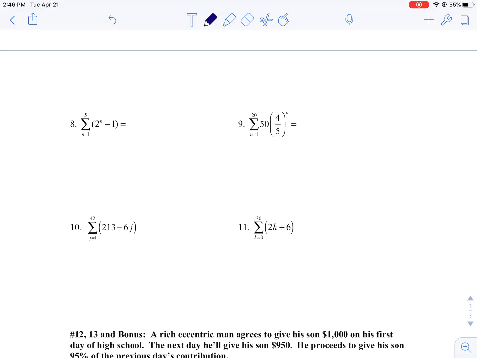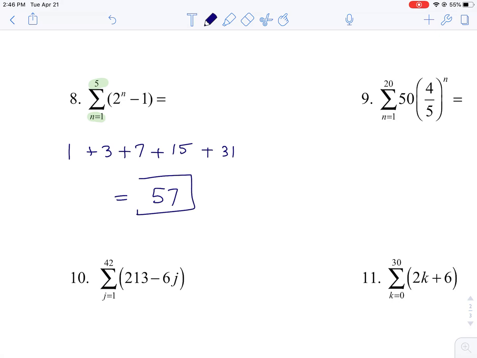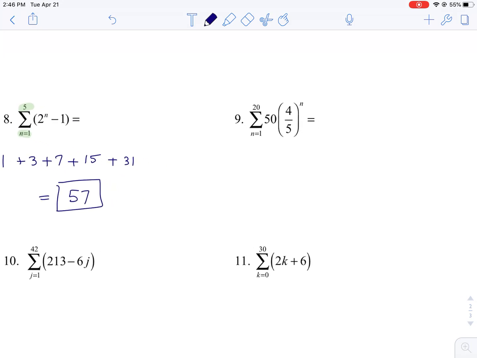Okay, number 8. It's only 5 terms. Let's just write them all out, right? The indexing variable goes from 1 to 5, so you're just plugging in 1, 2, 3, 4, and 5. So 2 to the first minus 1 is just 1. 2 squared is 4, minus 1 is 3. 2 cubed is 8, minus 1 is 7. So what do you got? All the powers of 2, but you subtract 1 and then add them up. You get 57. By the way, that's neither arithmetic nor geometric. It's got no special name.